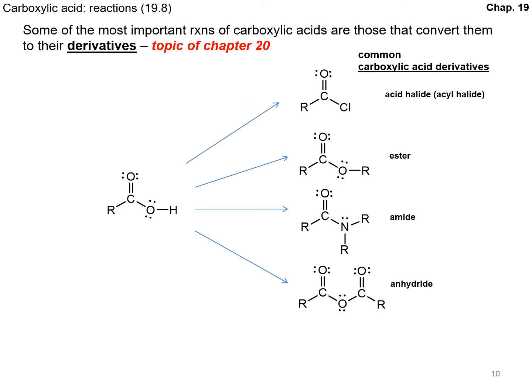Some of the most important reactions of carboxylic acids are those which convert the carboxylic acid to its common derivatives, shown on this page. For example, acid halides, esters, amides, and anhydrides. This will be the topic of the next chapter.